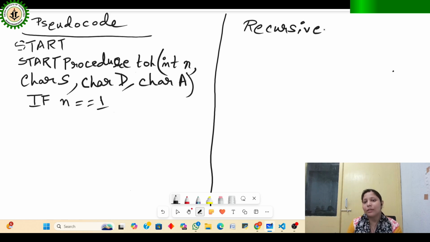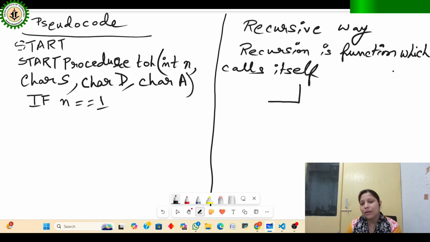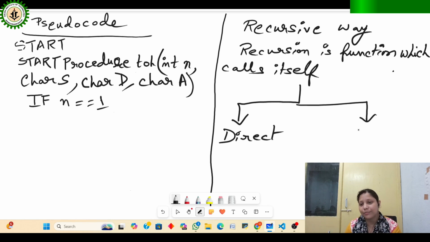What is recursion? Recursion is a function which calls itself. And see, recursion is of two types mainly: direct recursion and indirect recursion.